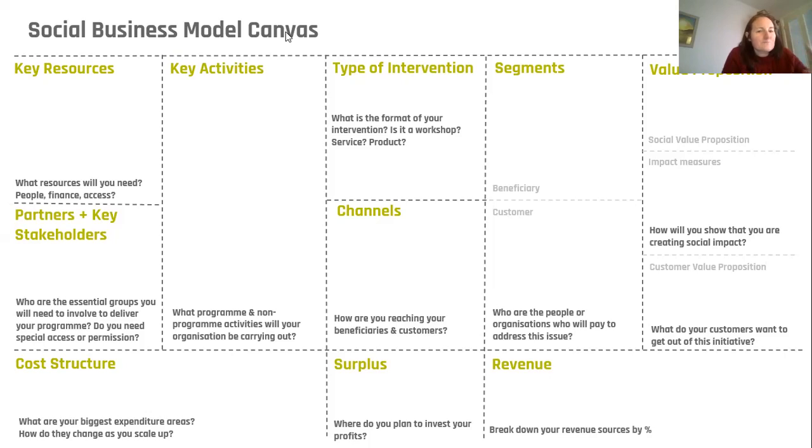The original business model canvas was done in sort of corporate speak, and this has been changed from the original to include things like your social value proposition, wider beneficiaries, and some of the language that we have in our own world. But in this, the type of intervention is how you would describe what you're doing to the outside world. What do you have on offer?